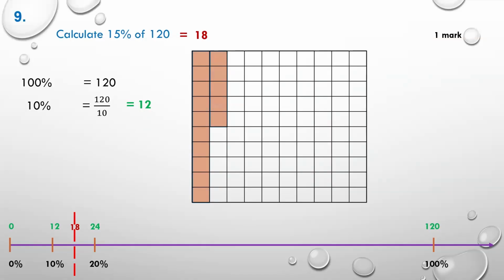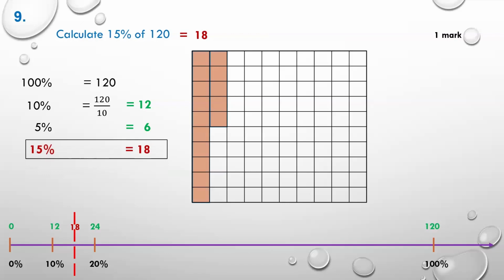So if we consider 100 blocks, or 100% was 120, and 10 blocks is 12, what did we shade? 1, 2, 3, 4, 5. What is 5 blocks, or 5%? Will it be 12? No, it'll be half of that. So 5% is half of 12, which is 6. So what does that mean? How do we get 15%? 15% is 12 and 6 is 18. So a different way to do it.